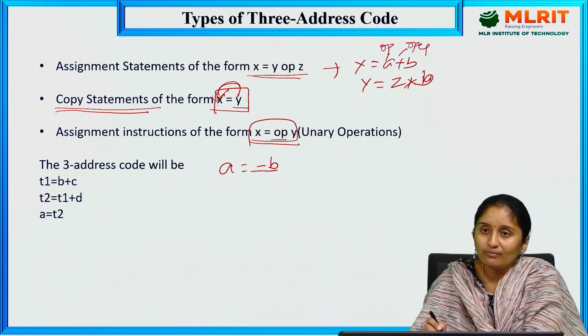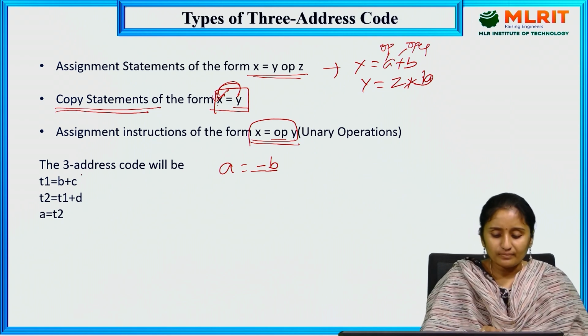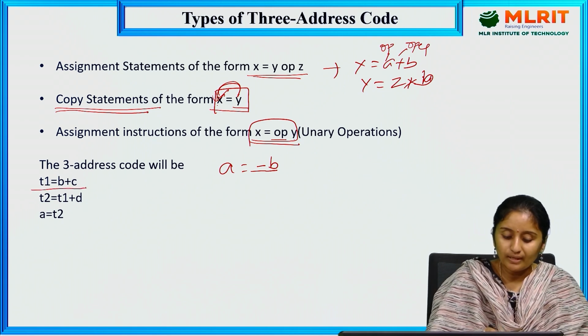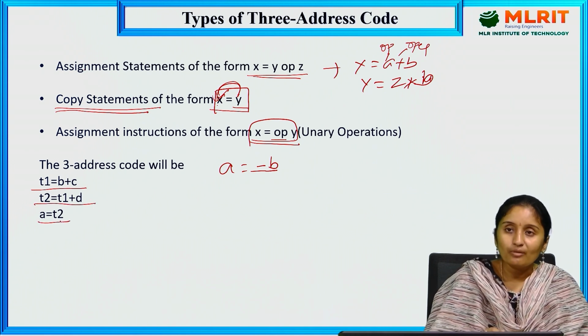Here I am having only one operator. Yes, in the right hand side it is a valid operator. See here, the 3 address code will be T1 equal to B plus C. It is in the form of assignment statements. It is also in the form of assignment statements. It is in the form of copy statement.